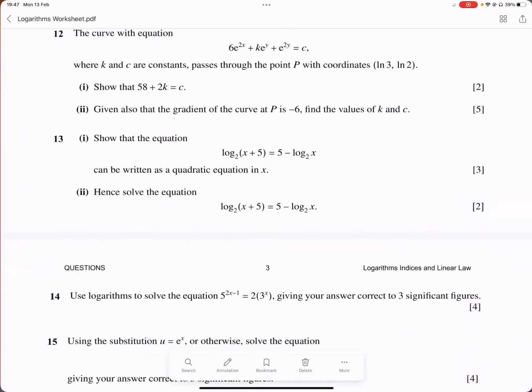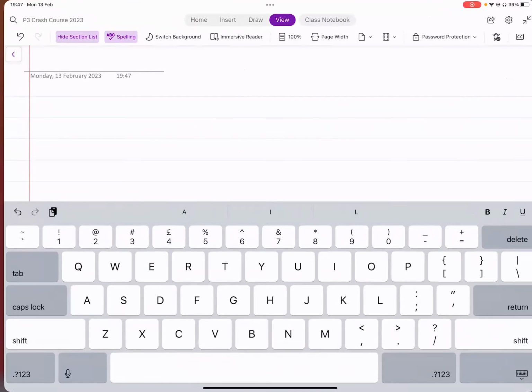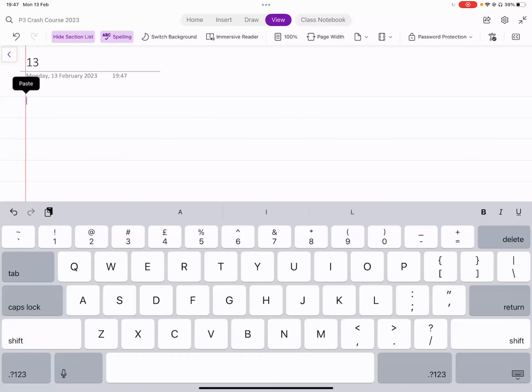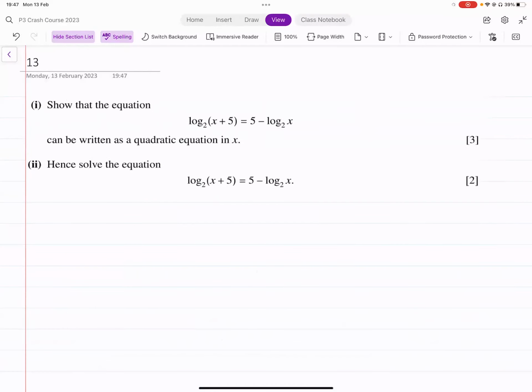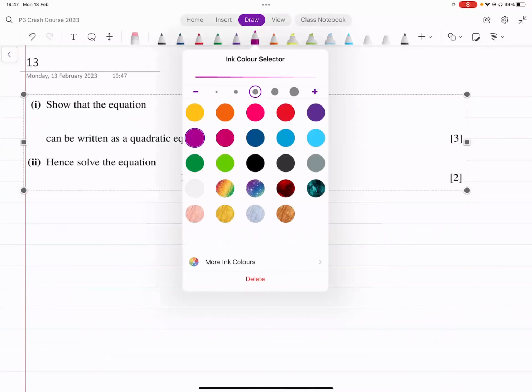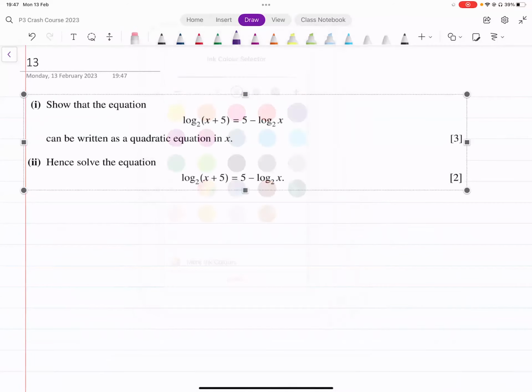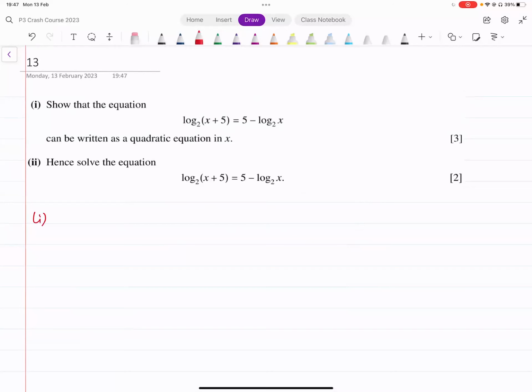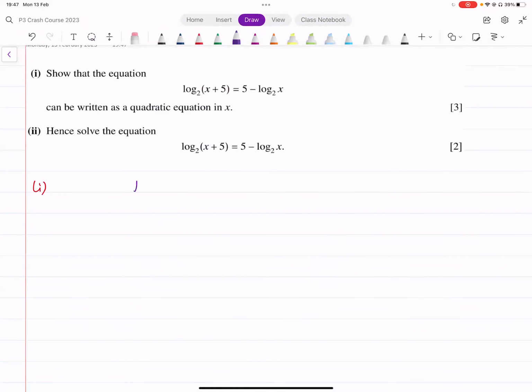This was question number 13 from the worksheet. All right, so show that this equation can be written as a quadratic equation in x. Now, how does that work? You have log of x plus 5 with base 2, that equals 5 minus log of x with base 2. So how do we deal with equations like these?